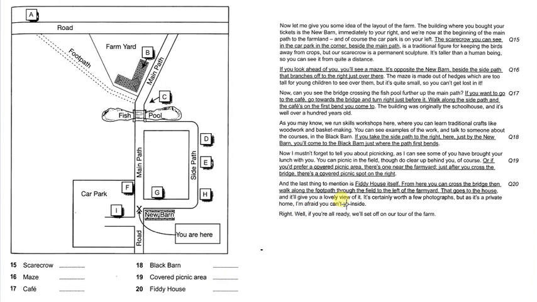The last thing to mention is Fitty House itself. From here you can cross the bridge, then walk along the footpath through the field to the left of the farmyard. Walk along the footpath to the field. Our answer is going to be A. So nothing overly complicated there.